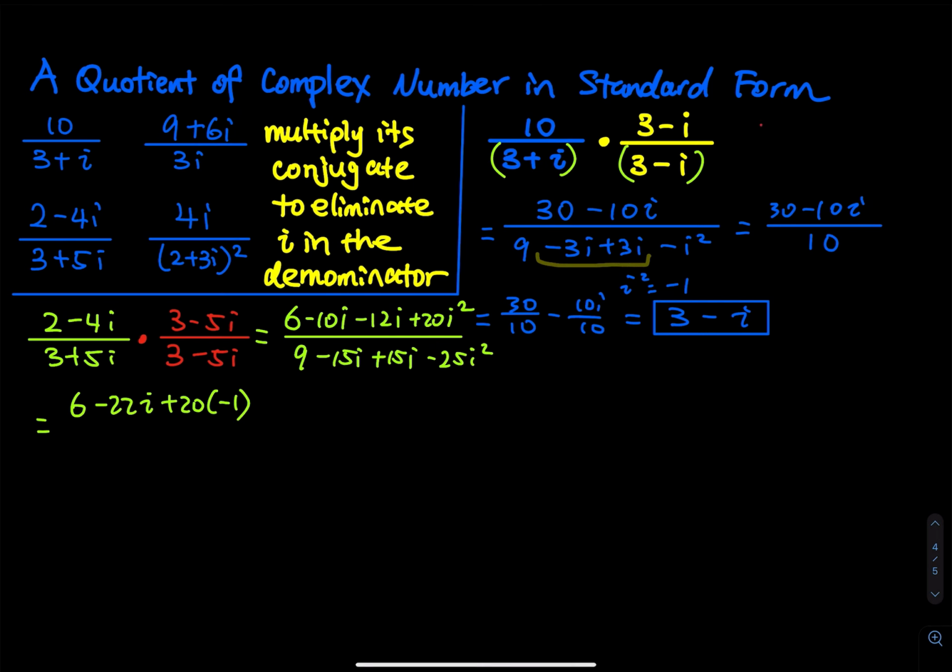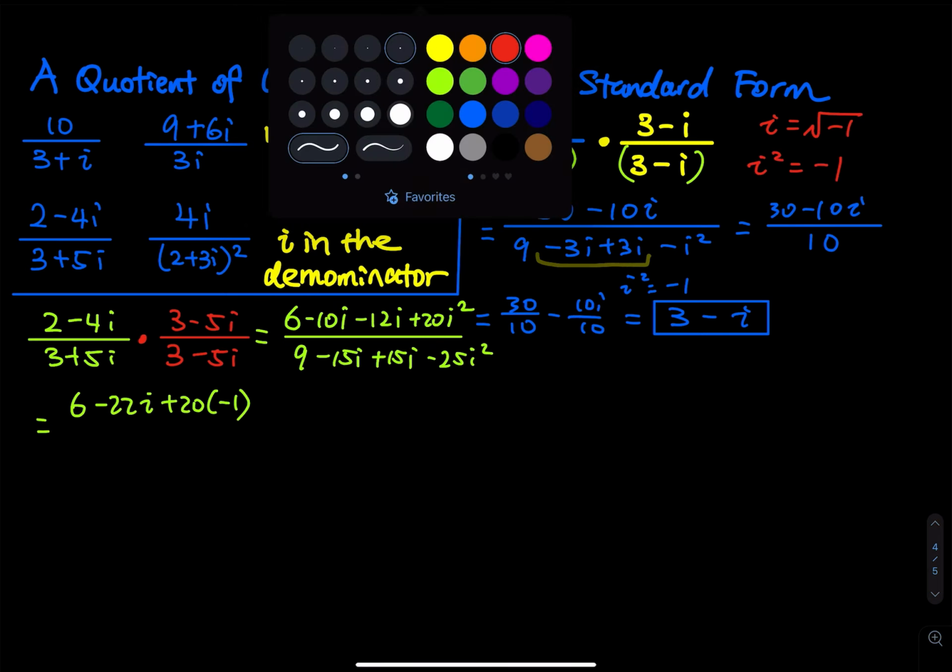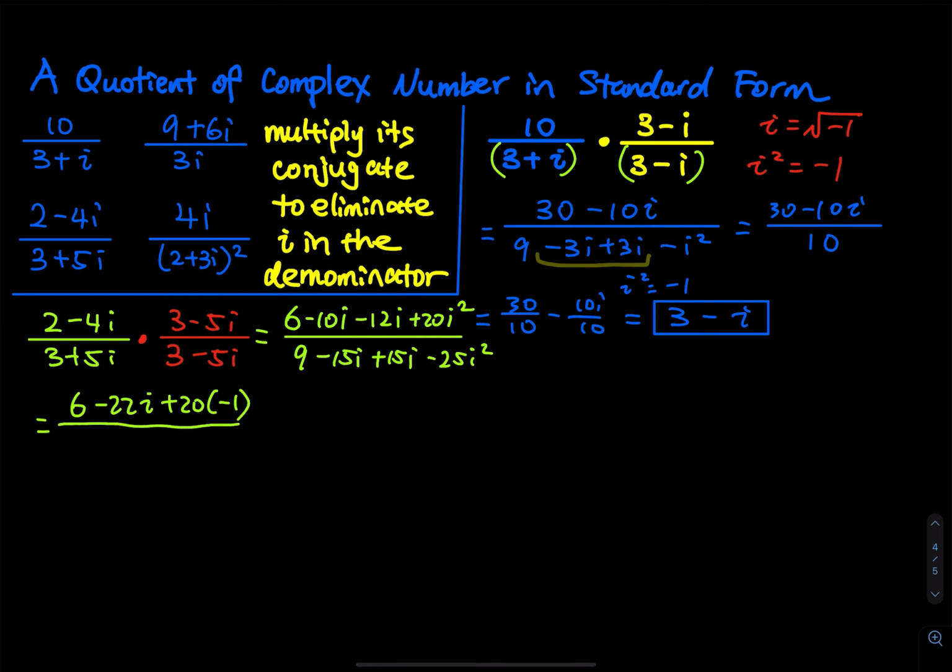Let me put this up here. So we have i equals the square root of -1. i squared is equal to -1. And then the bottom, you have 9 minus 25 times -1.